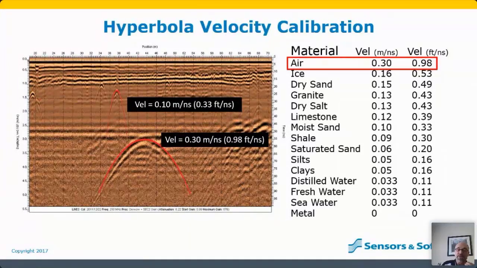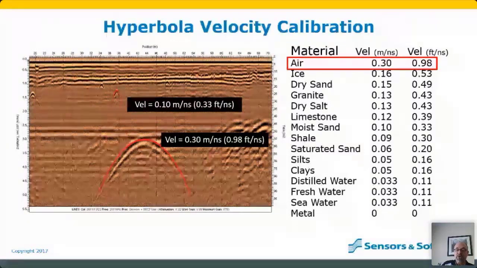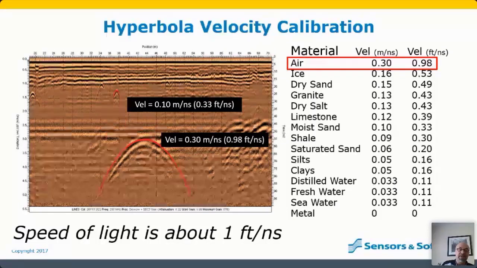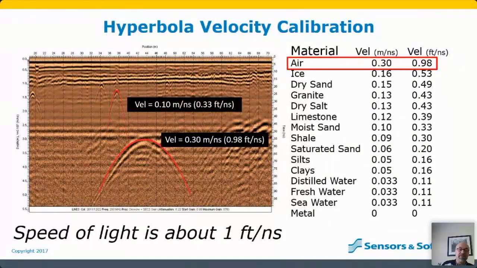But let's just think about what the velocity calibration has just told us. The material between the GPR system and that object is traveling at 0.3 meters per nanosecond, which some people are going to know is the speed of light. So the speed of light is 0.3 meters, or about a foot, per nanosecond. And what that means is that this object is not in the ground. This object is in the air, because that's the only way that signal can travel at the speed of light: it's got to be in the air.